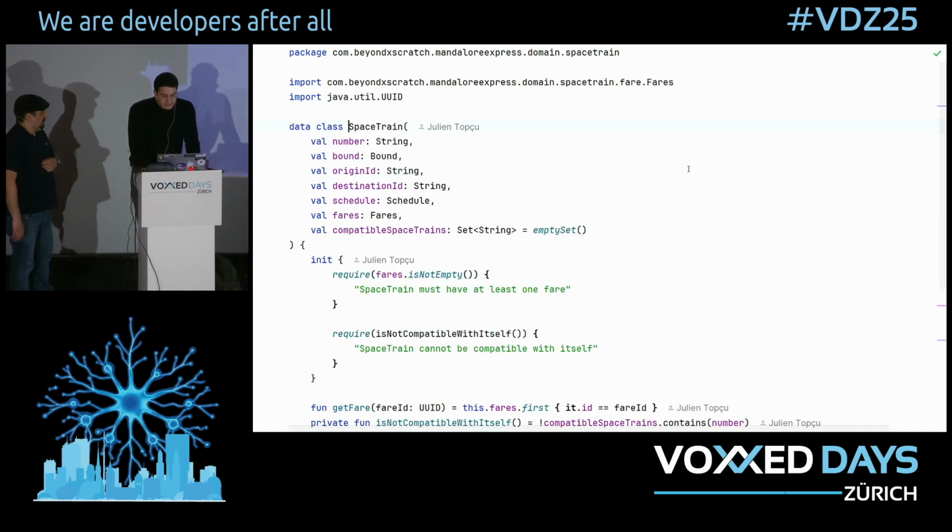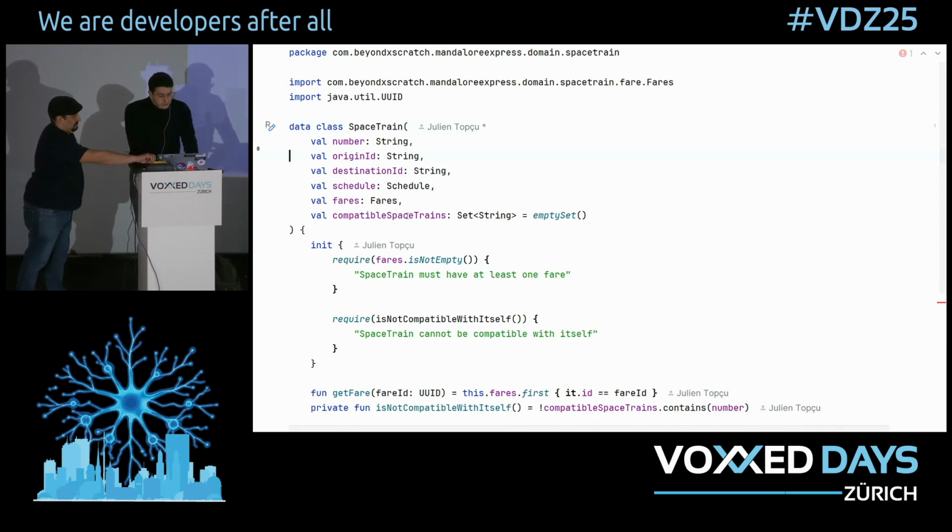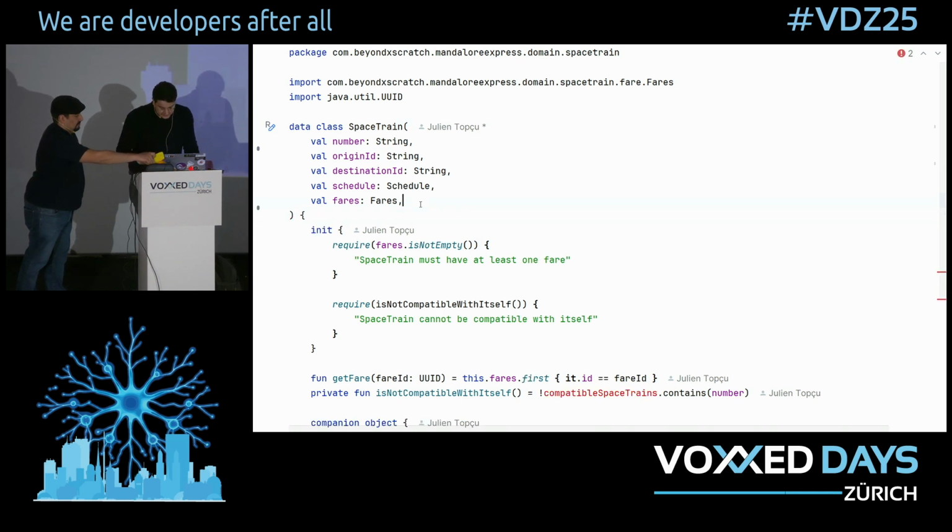So what will a space train in a booking microservice actually look like? We don't care about bound, we already have selected the space train. We don't care about compatible space train because we've already selected it, once again.